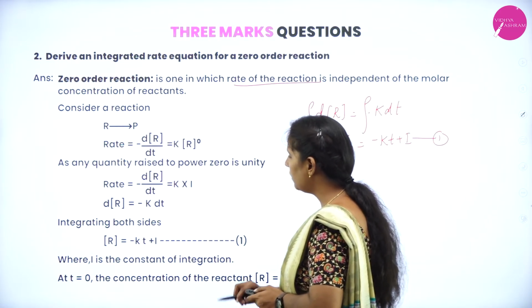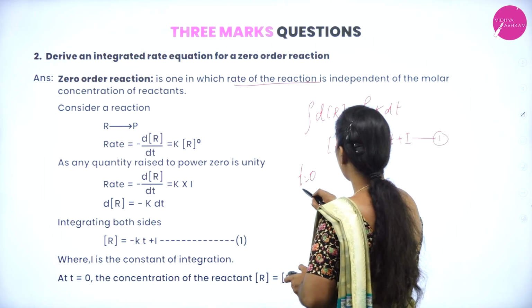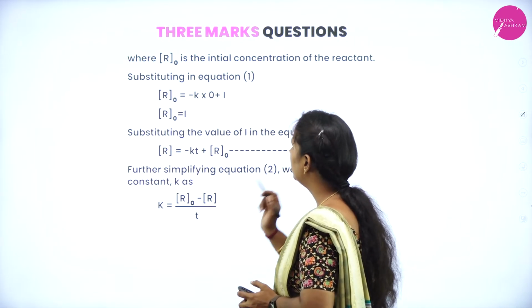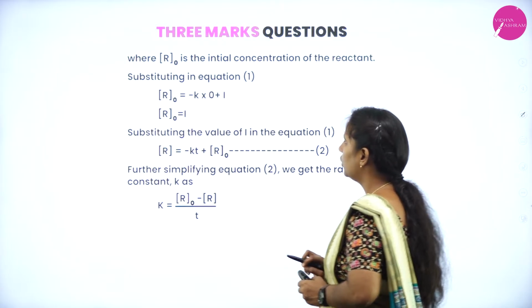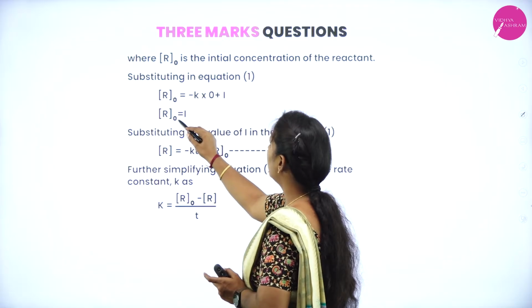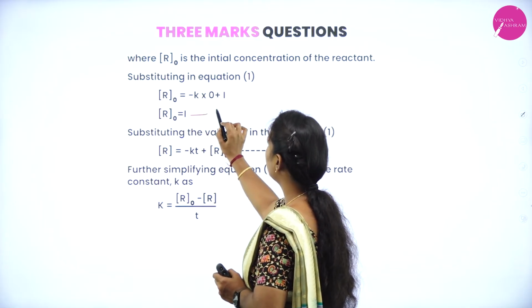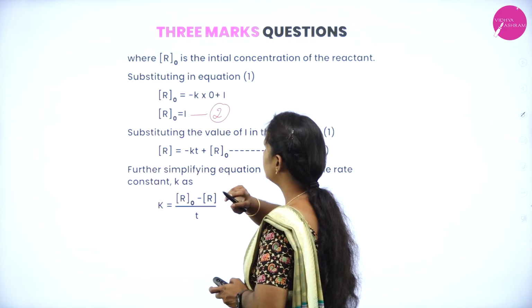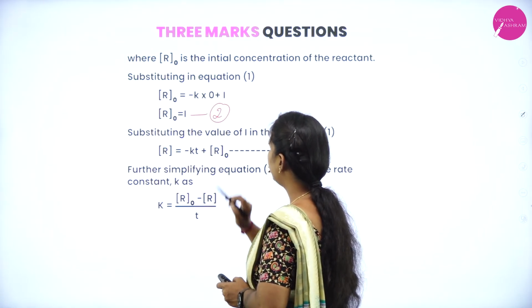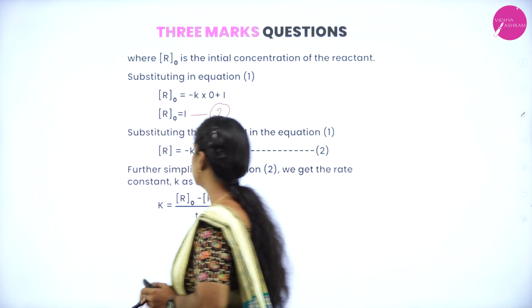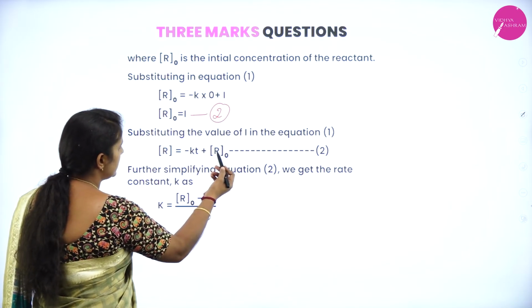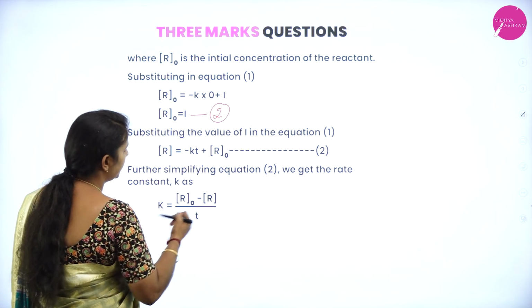Now, if I consider time equal to 0 and [R]0, which is nothing but the initial concentration of the reactant, then in the overall equation, [R]0 is equal to minus k into 0 plus I. So [R]0 is equal to I. Now after getting the value of I, you substitute it in the earlier equation. So you will get [R] equal to minus kt plus [R]0. Now if you simplify further, taking k outside, you can rewrite this equation as k equal to [R]0 minus [R] divided by t.